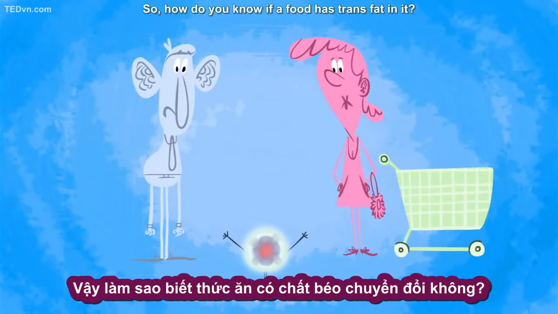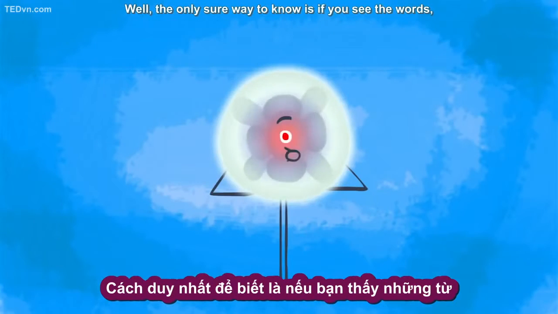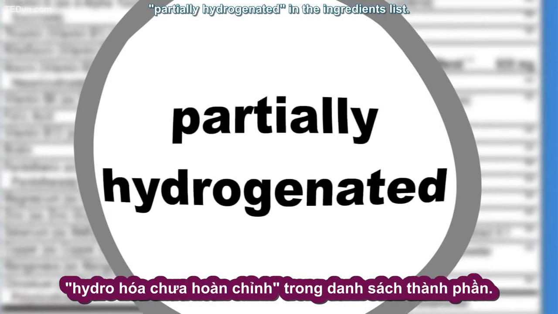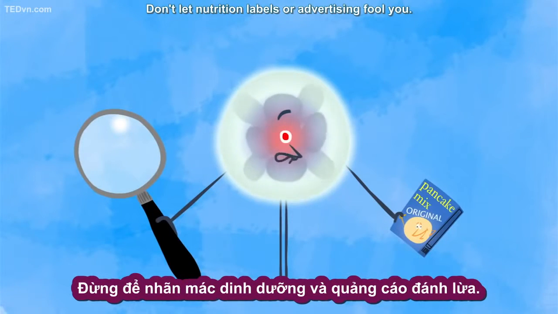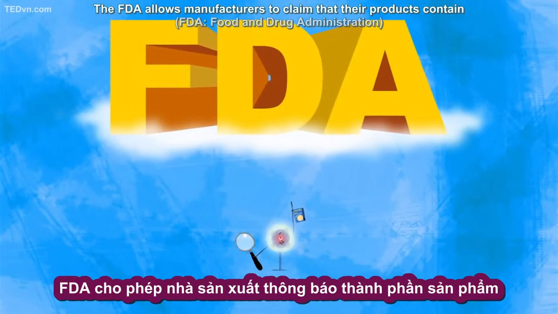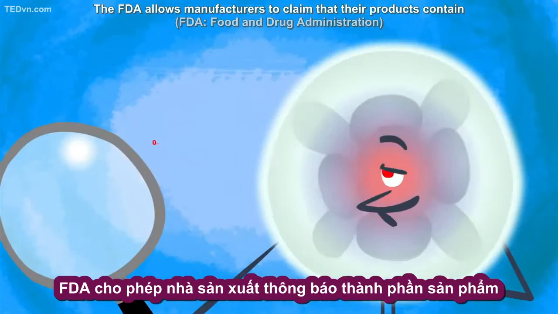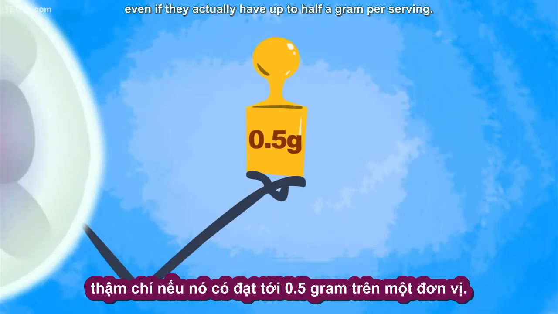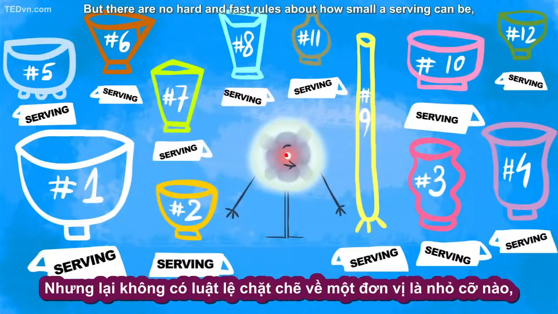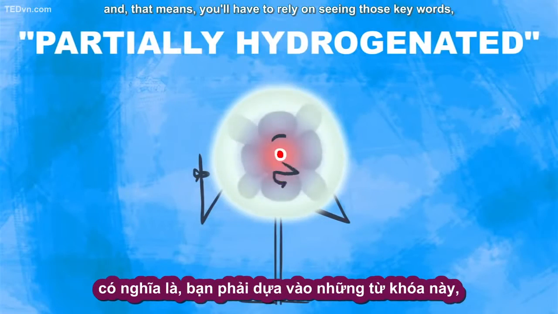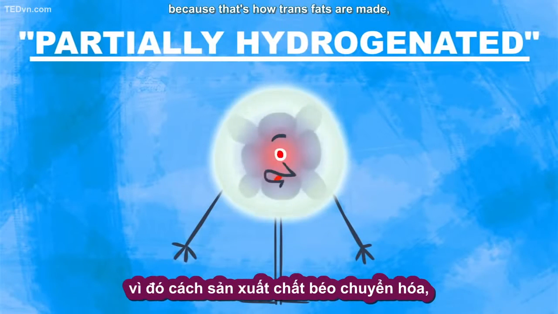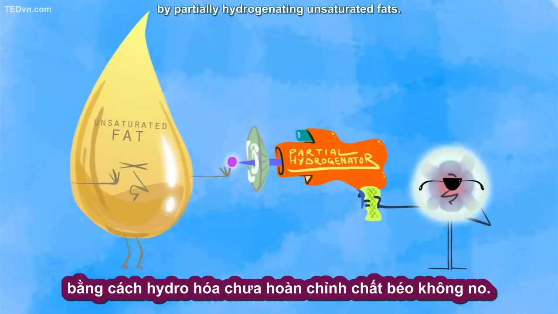So how do you know if a food has trans fat in it? Well, the only sure way to know is if you see the words partially hydrogenated in the ingredients list. Don't let nutrition labels or advertising fool you. The FDA allows manufacturers to claim that their products contain, quote, 0 grams of trans fat, even if they actually have up to half a gram per serving. But there are no hard and fast rules about how small a serving can be, and that means you'll have to rely on seeing those key words, partially hydrogenated, because that's how trans fats are made, by partially hydrogenating unsaturated fats.